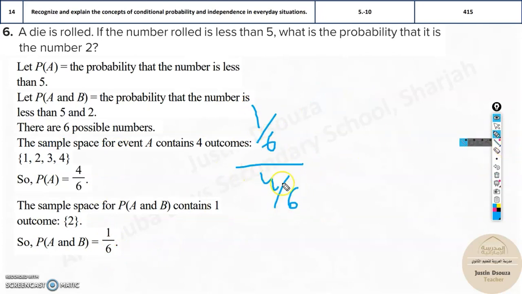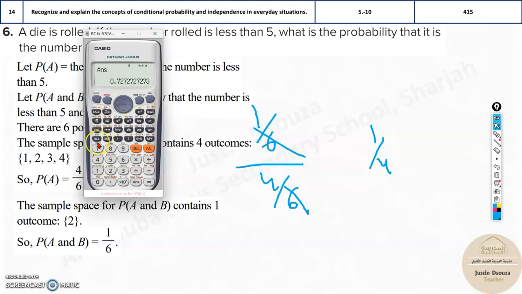So it's 1 by 4. This cancels off and you'll get 1 by 4. Or if you're getting confused, just put it in the calculator. You'll get the answer 1 divided by 6, the entire thing again divided by 4 by 6.